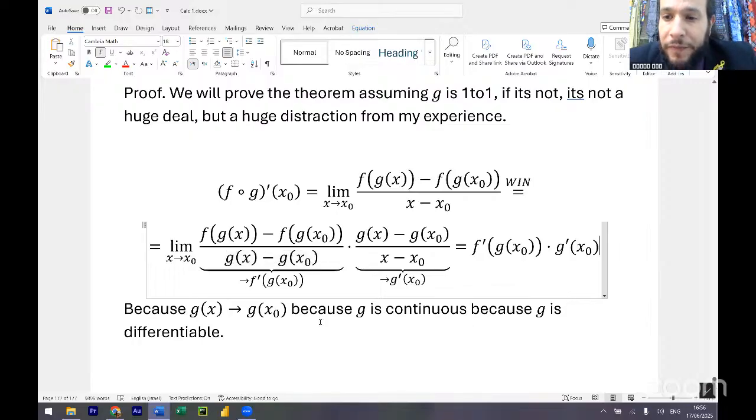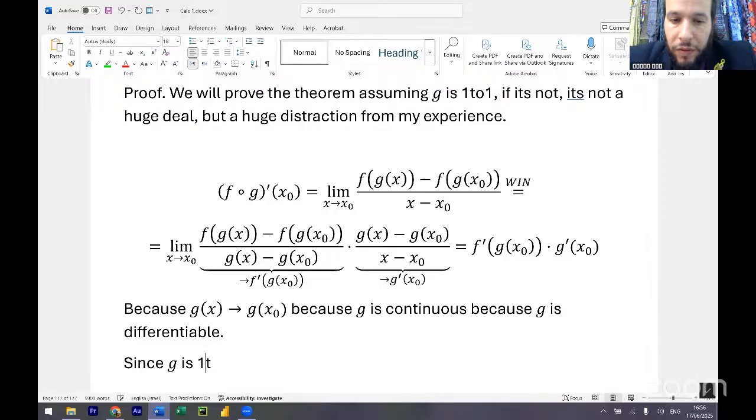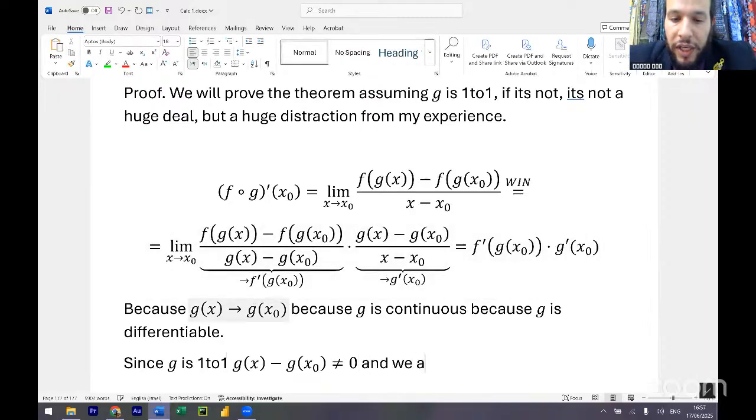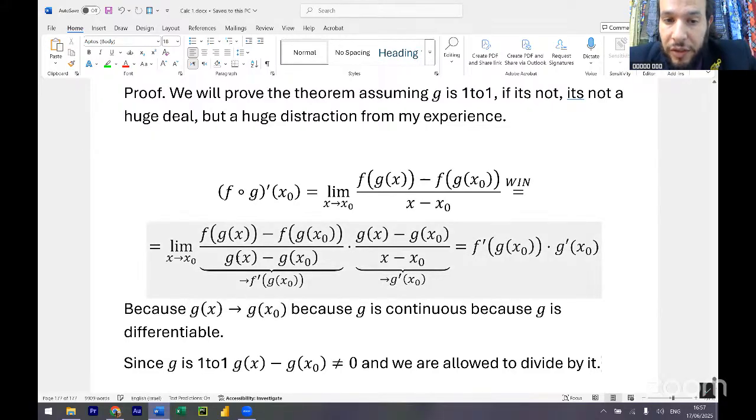And then what happens? We divide by 0. So because g is 1-to-1, I'm sure that this is not 0, and we are allowed to divide by it. If it's not 1-to-1, if it's actually 0, then you need to split into cases: the points where it is 0 and the points where it is not 0. So it's not that terrible. You get the same result anyway, I mean, not the same proof. But it's not that interesting.